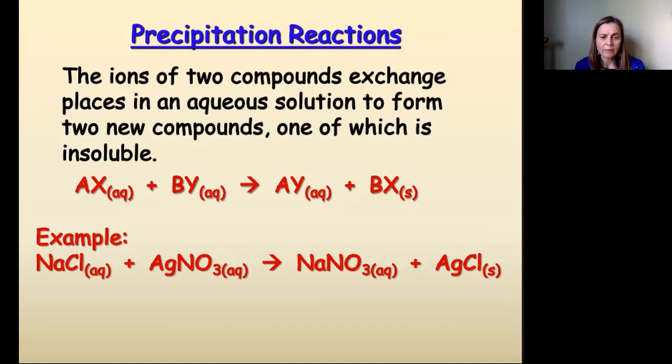We took two aqueous solutions, combined them, and wound up with one aqueous solution and a solid. The two ionic compounds have simply switched partners. Sodium was partnered up with chloride, silver was partnered up with nitrate. Now the sodium's with nitrate and the silver's with the chloride.